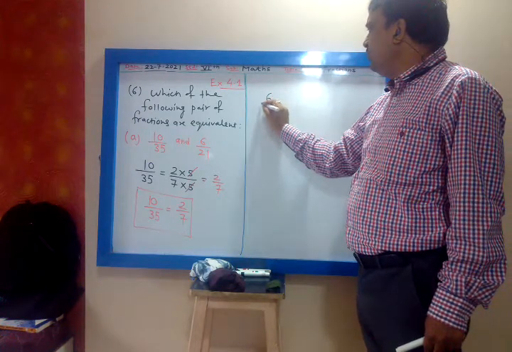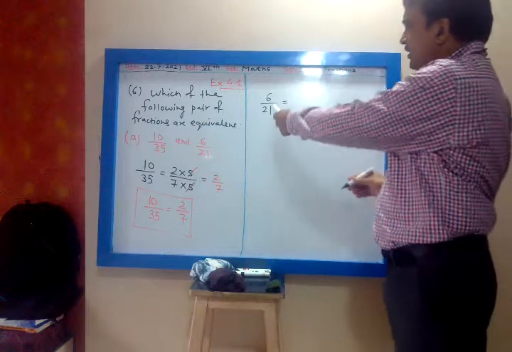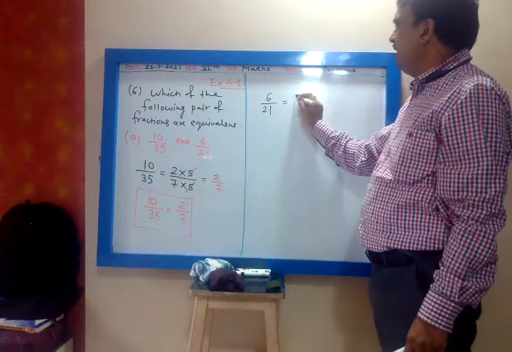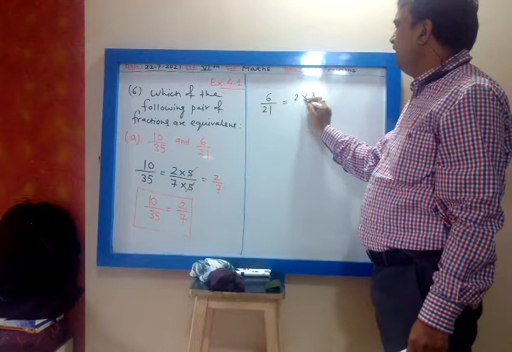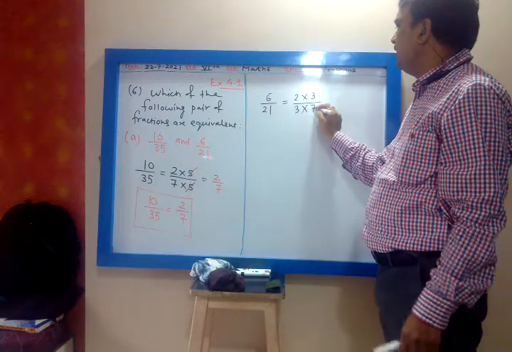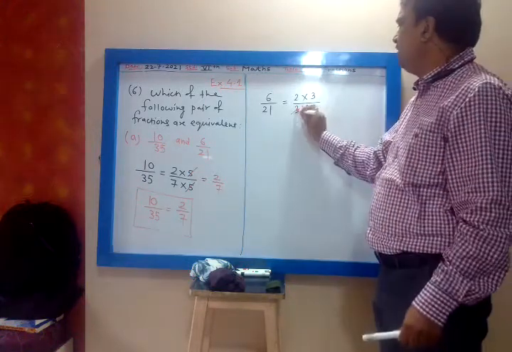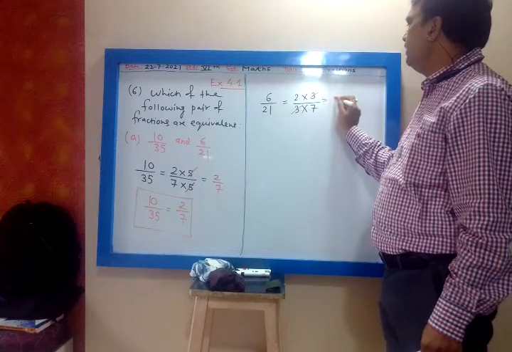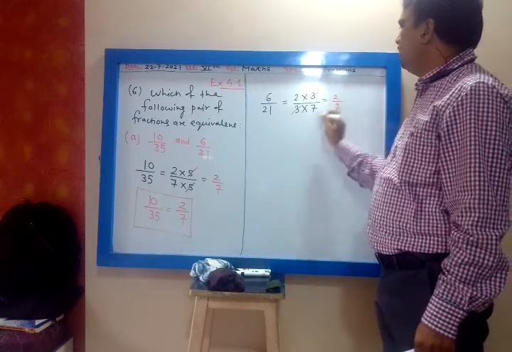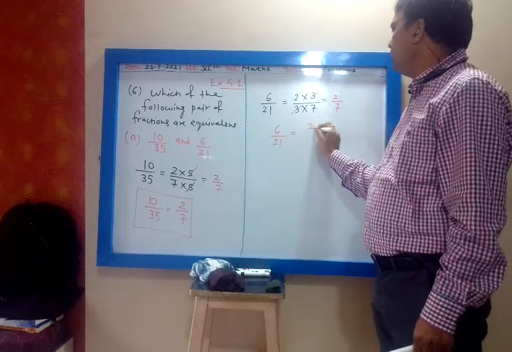Let us take 6 upon 21. 6 I can write 2 3s are 6. 21 I can write 3 7s are 21. Now what is common in numerator and denominator? 3. So what is left? 2 upon 7. So 6 upon 21 is same as 2 upon 7.